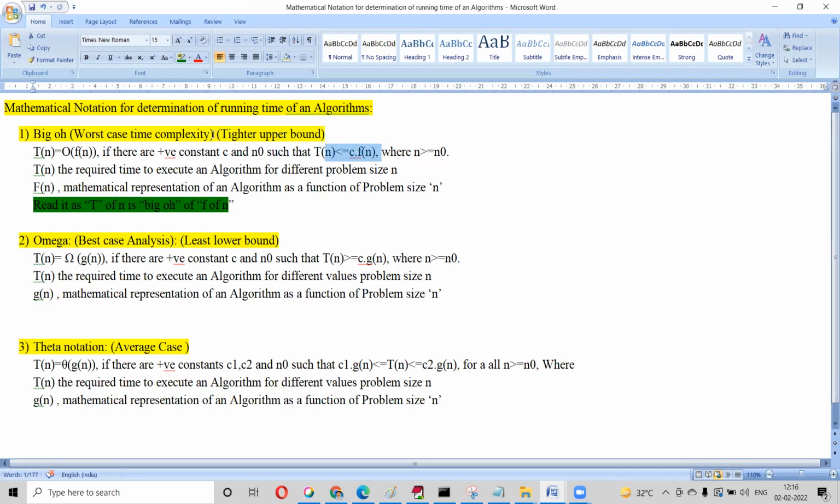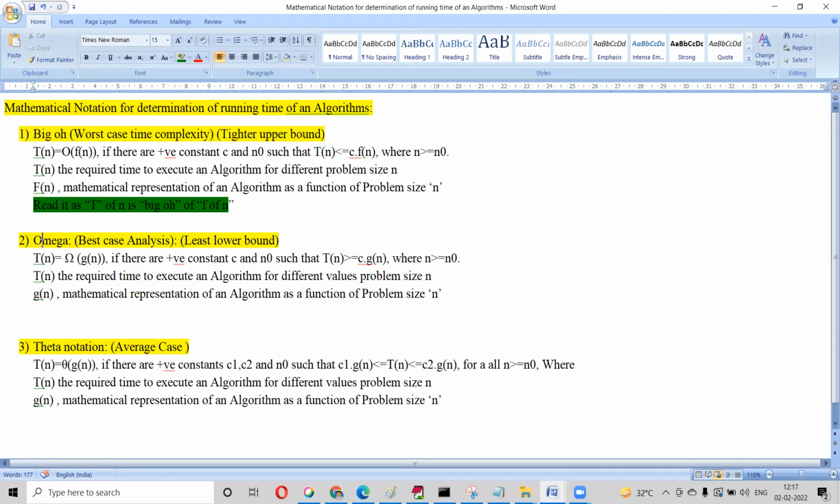Suppose the analogy is like this. In the worst case, suppose I want to come to my college, CBIT college, from my home. Suppose I can come by bike, college bus, bicycle, or walk. So in this case, what is the worst case? By walk, it will take more time, right? So this is also said to be tighter upper bound, worst case time complexity. Always the time required to execute this algorithm is less than this one, whichever case you take, so it must be less than this time complexity, right?